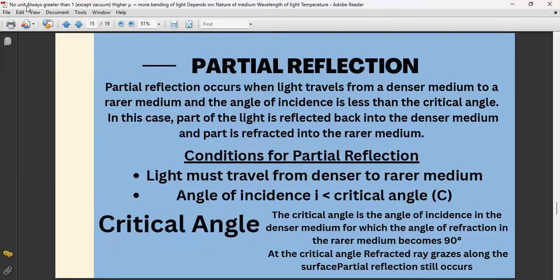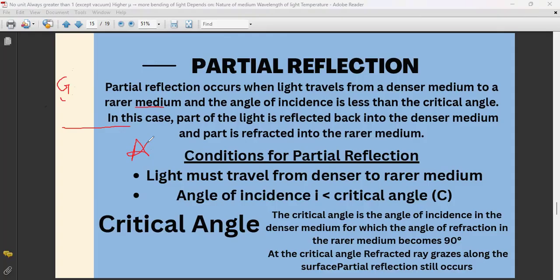Okay, now moving on to the next concept, which is partial reflection. Partial reflection occurs when light rays travel from the denser medium to the rarer medium. Again, the denser medium and rarer medium, which we have seen. What was the example for the denser medium? When the light ray is traveling from the glass medium, from the denser to the rarer, that means from glass to the air medium.